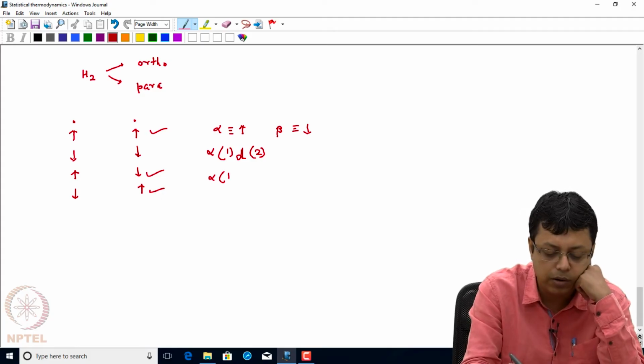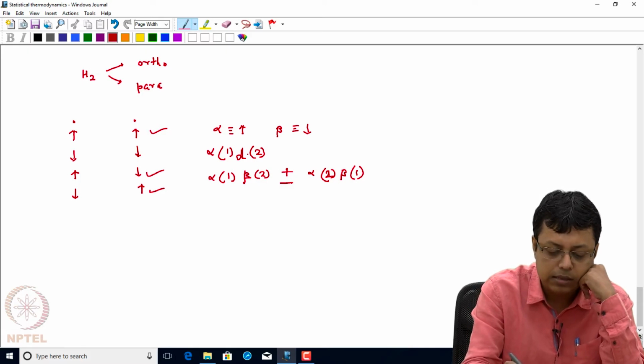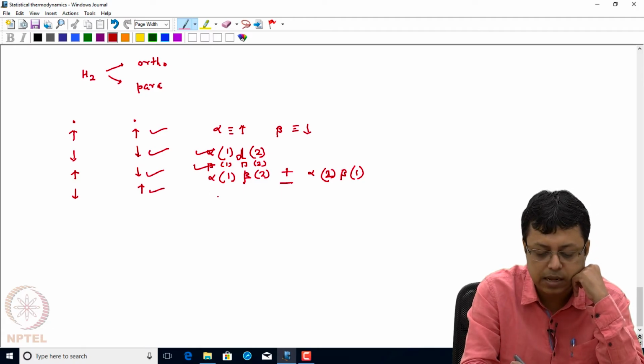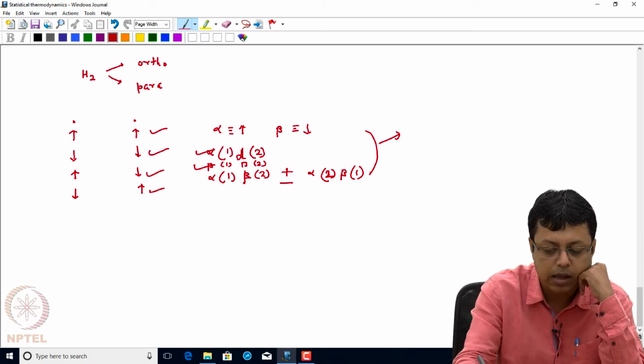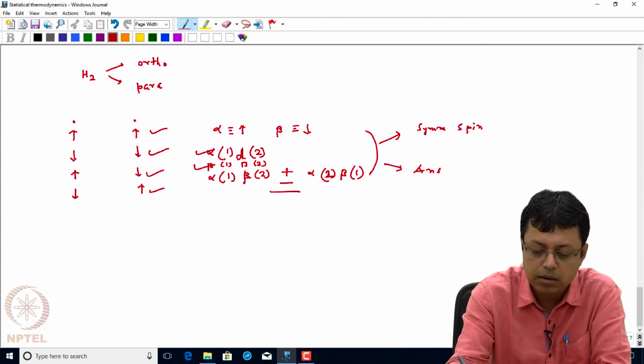So what we do is take the symmetric combination as well as the antisymmetric combination: alpha 1 beta 2 plus alpha 2 beta 1, and also the minus combination. And similarly here we will have beta 1 beta 2. Now this combination, as well as the symmetric combination, these 3 form a symmetric spin part of the wave function, and the minus combination gives you the antisymmetric spin combination.